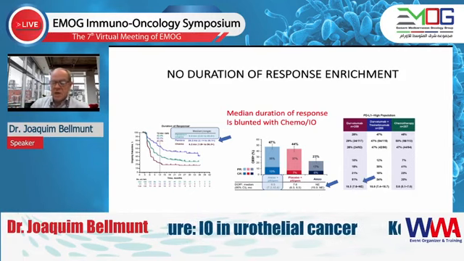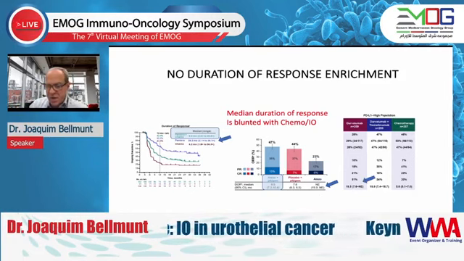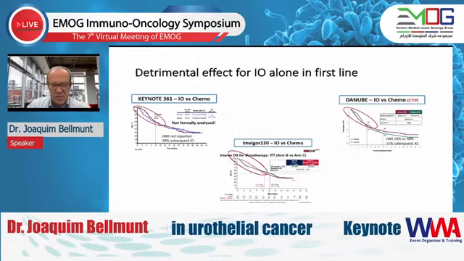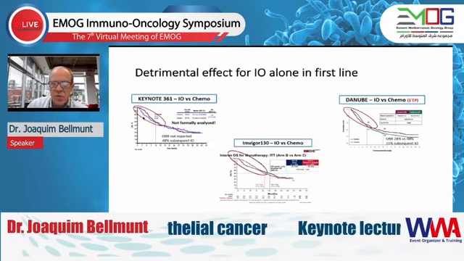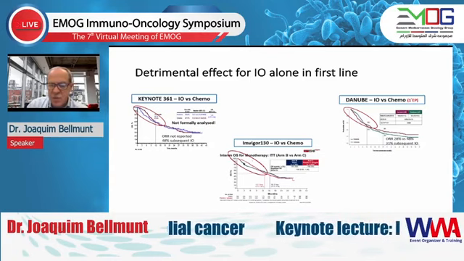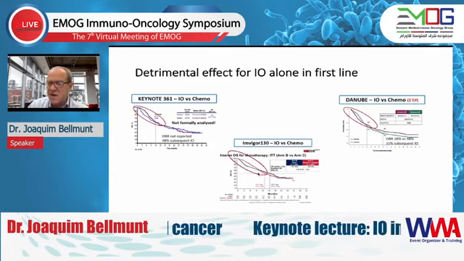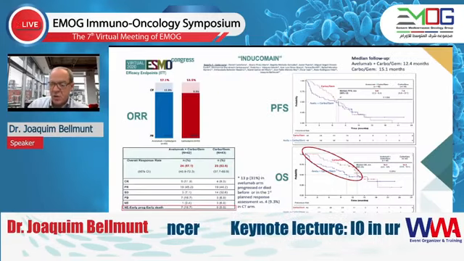Maybe we need to learn much better how to combine chemotherapy and immunotherapy. And again, I mentioned that in all these trials, we see that in patients receiving monotherapy with immunotherapy, the survival is inferior. So likely starting with immunotherapy is not a good approach.